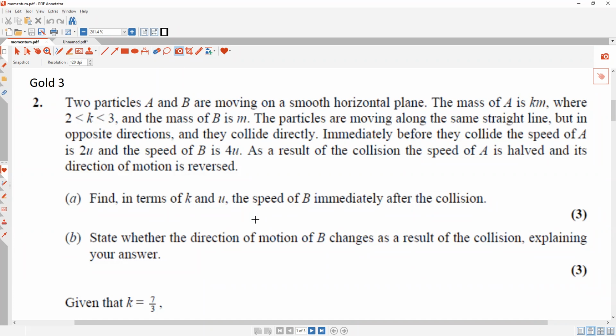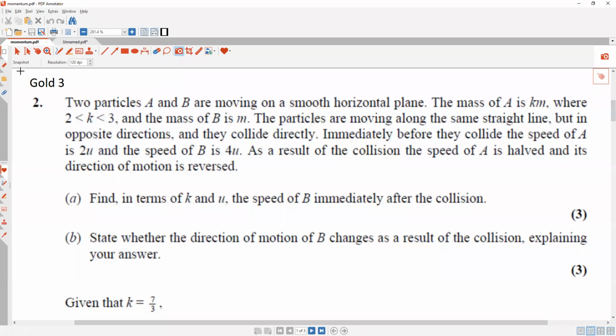Okay, this is the last question for today. Now, this is gold 3. Two particles A and B are moving on a smooth horizontal plane. The mass of A is km, where k is greater than 2 and less than 3. The mass of B is m. The particles are moving along the same straight line, but in opposite directions.